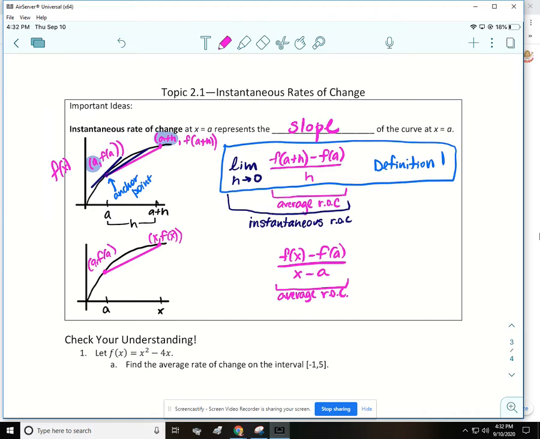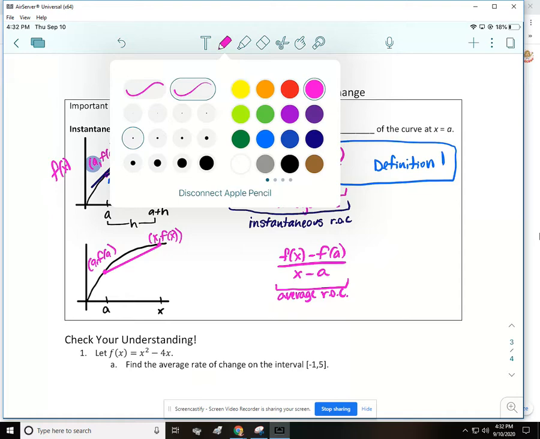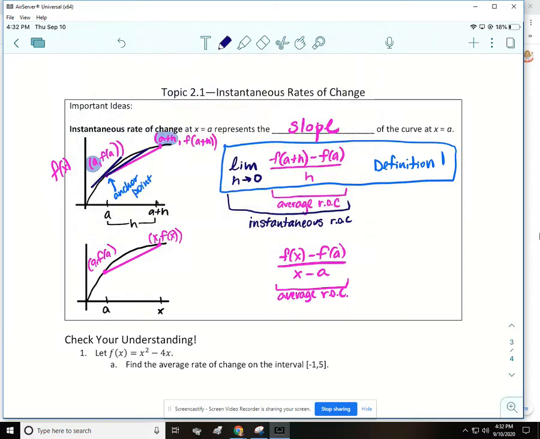Okay, so let's say we didn't want the average rate of change. We wanted the instantaneous rate of change when it's in this form. So what we would do is bring these points closer and closer together until they're so close together that I get a tangent line. Now to do that, we have to use a limit.